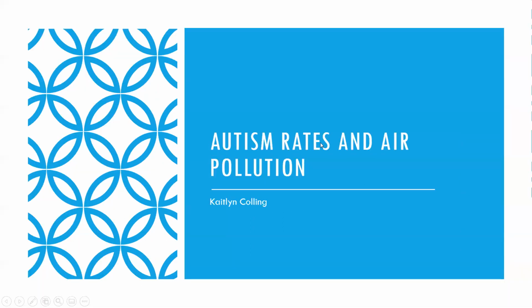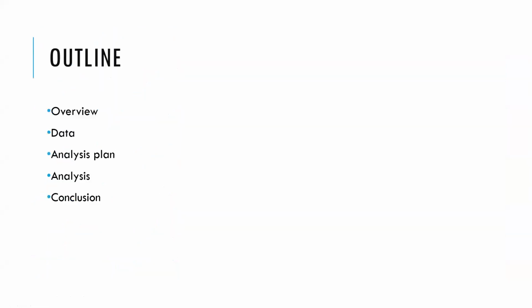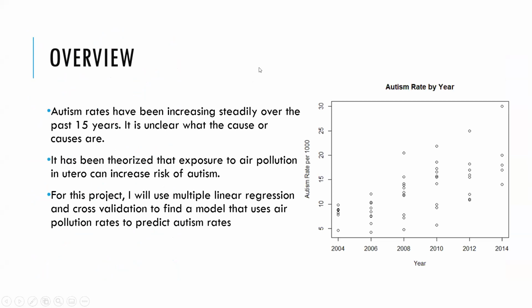So my name is Caitlin, and I did my project on autism rates and air pollution. This is just an outline of what I'm going to be talking about. It's theorized that there is a relationship between air pollution exposure in utero and an increased risk of autism. And I wanted to see if that relationship is strong enough where you could predict the rates of autism.